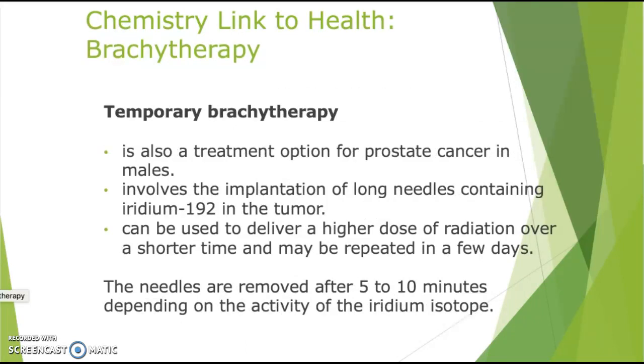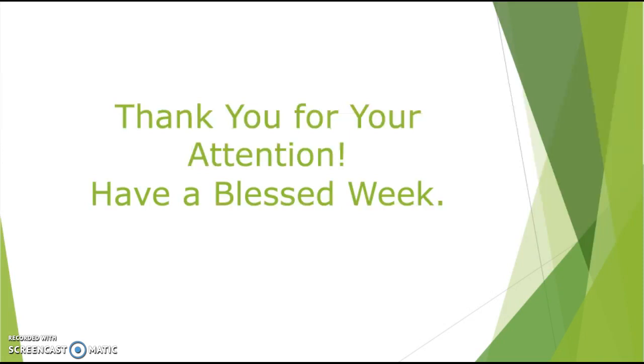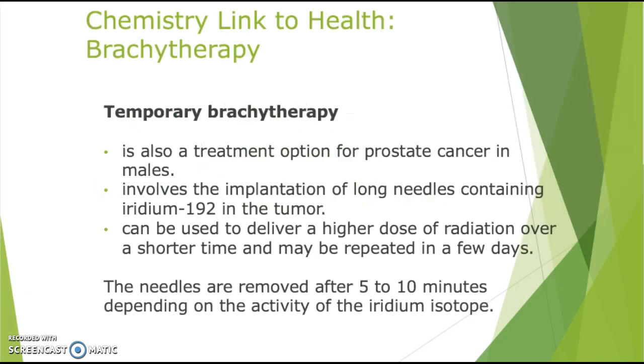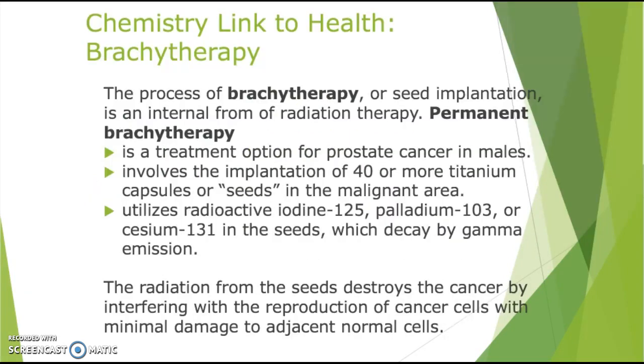Temporary brachytherapy is used in prostate cancer in males, and it implants long needles containing iridium-192 into the tumor, and that's done in real time. It can be used to deliver a high dose of radiation over a shorter period of time, and then it can be repeated after multiple days. The needles are then removed after 5 to 10 minutes, depending on the activity of the isotope. This is how temporary brachytherapy is done. Permanent brachytherapy is the one that involves implanting seeds in the malignant area where the tumor is.